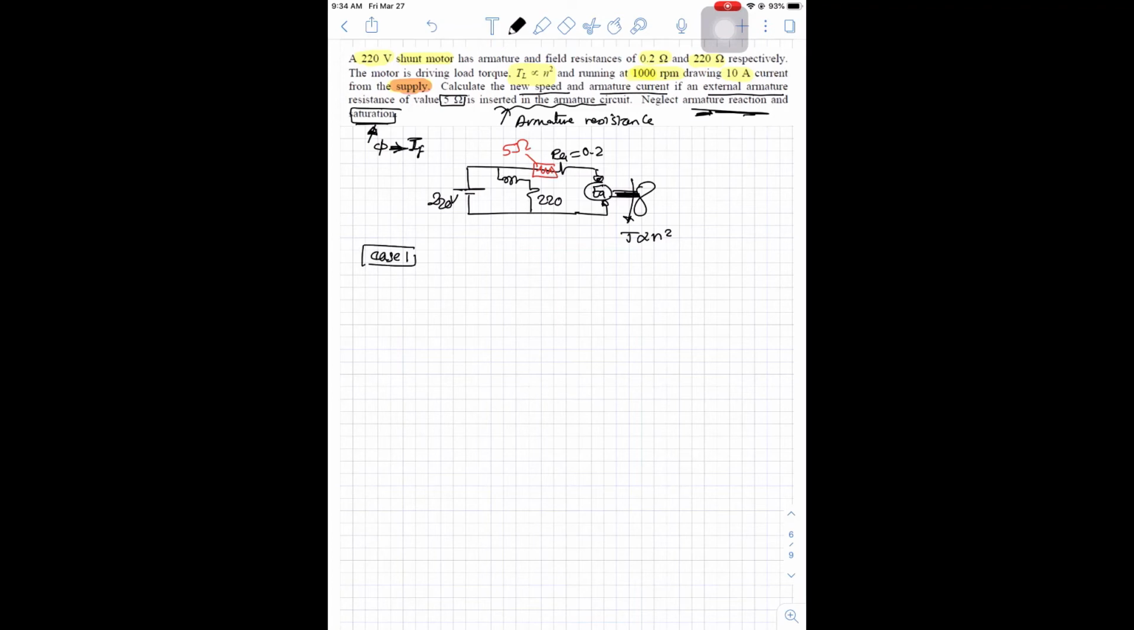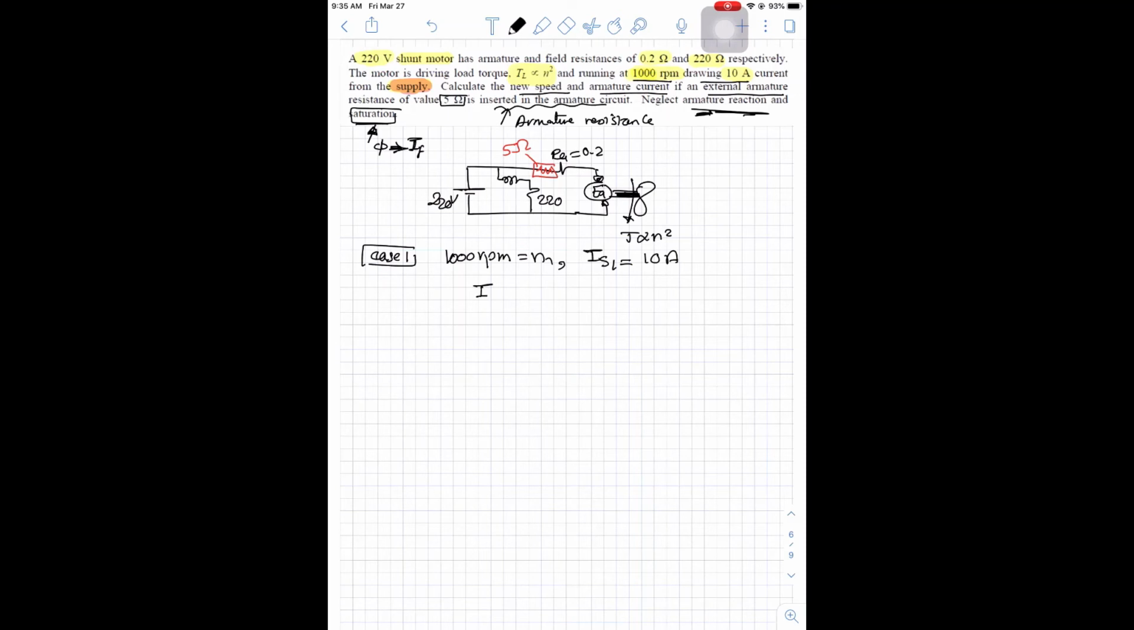Case 1. In case 1, the machine was running at 1000 RPM. So this is N1. And the machine takes 10 ampere from the source, so I source 1 equals 10 amperes. This is the data given, and the voltage here is given as 220 volt. We need I armature in our circuits, not I source. So how will we convert the given source current into an armature current?